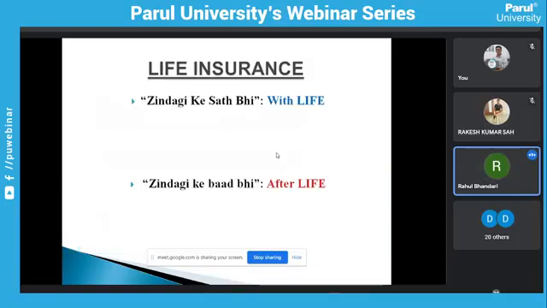So, life insurance. In India, for the past 40 years, there has been one famous quote: "जिंदगी के साथ भी and जिंदगी के बाद भी, with life and after life." So first, let's move on to जिंदगी के साथ भी, with life.